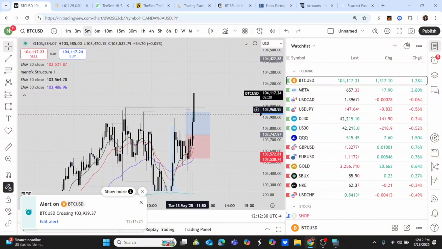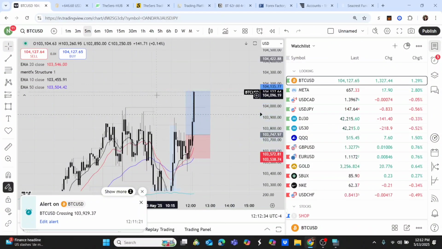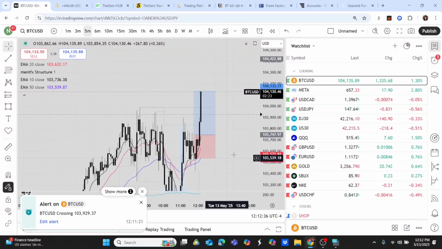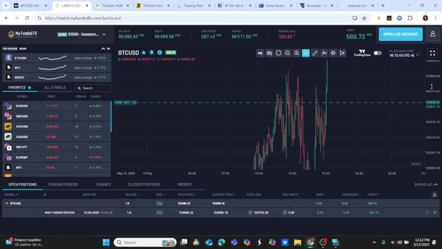Wow, look at this trade, but there's nothing to do yet. We're gonna see if we can. Let's just manage this trade.